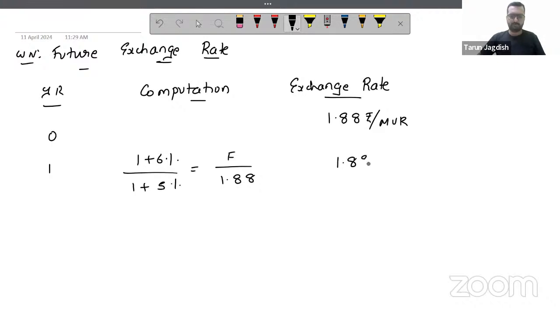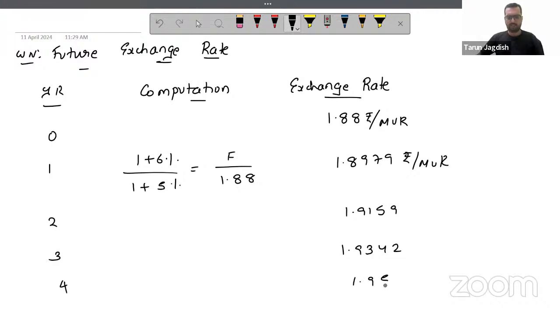Do I get the answer as 1.8979? Okay. Year 2, I can actually use the same ratio, 1.06 divided by 1.05 into 1.8979. Same equation, you will get 1.9159. Year 3, you will get 1.9344, and 1.9526. Yes. Perfect.